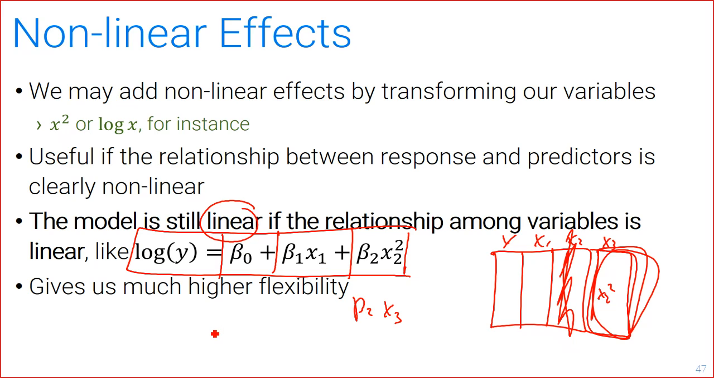Now, what is not a linear model is if you have something like, I don't know, x minus 3 divided by 1 minus x2. This is not a linear model because the term here contains two variables. Or something like x to the power of beta 1 x2. This is not a linear model because the terms are not linearly related.